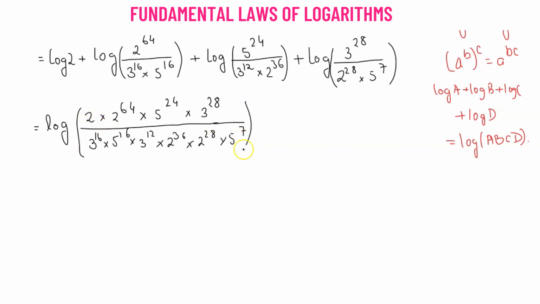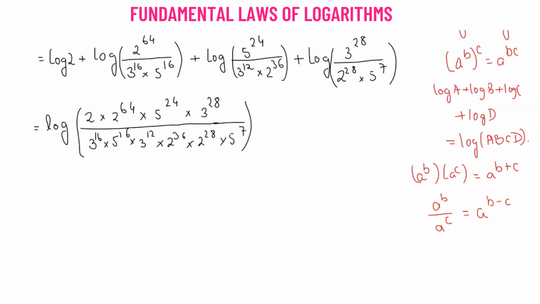Right. Now the next step will be to combine the powers of 2, 3 and 5 using the law of indices. So that means if we have a raised to the power of b and this is multiplied by a raised to the power of c, that's simply a raised to the power of b plus c. And if we have a raised to the power of b divided by a raised to the power of c, that will be a raised to the power of b minus c.